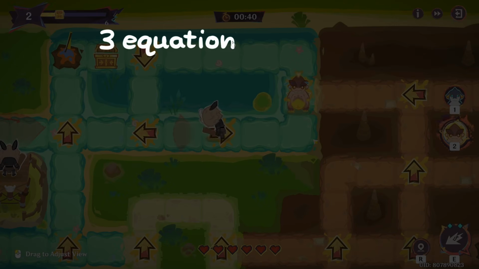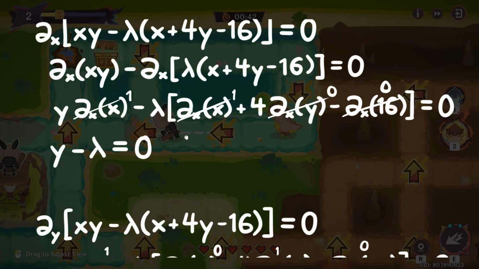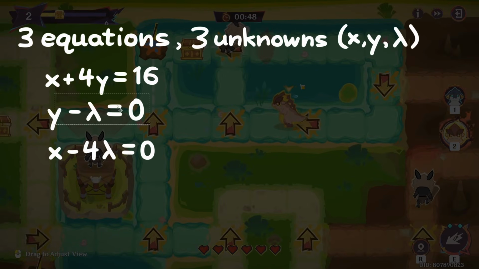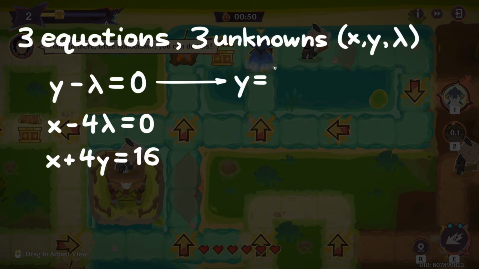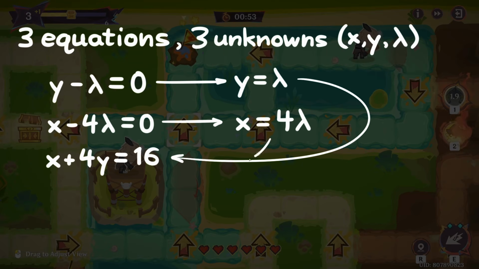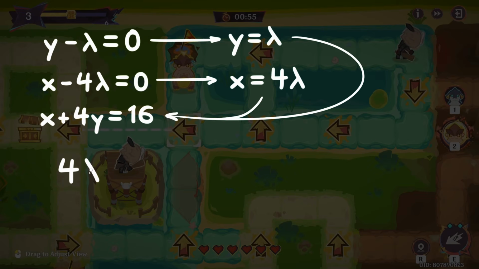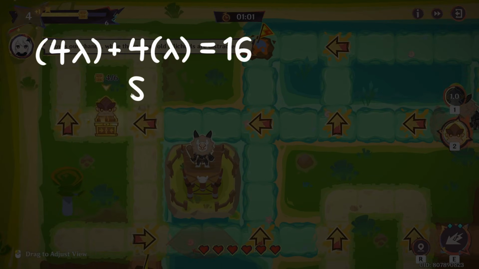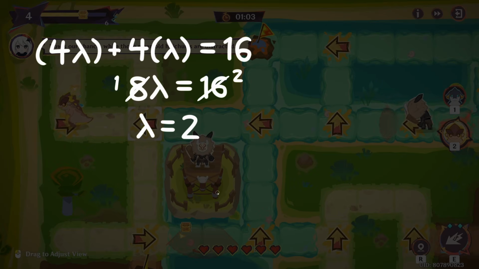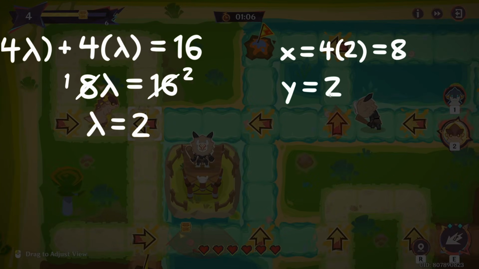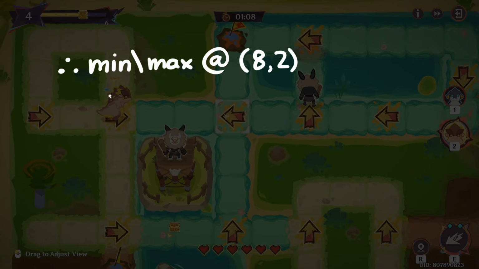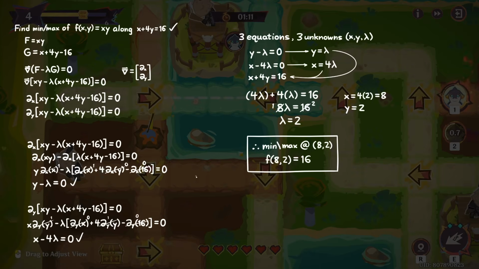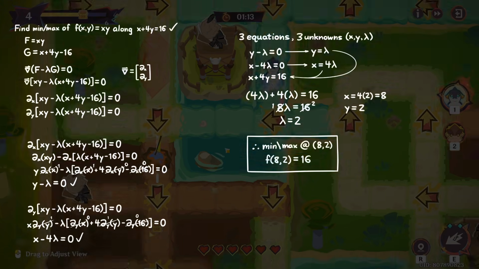With that, we are left with 3 equations and 3 unknowns. And because the number of equations equals the number of unknowns, we can actually solve for everything. It just takes a little bit of algebra. We find that x and y are equal to 8 and 2 respectively. If we substitute these back into the original function, we can find the maximum or minimum with our constraint. f of 8, 2 is equal to 16.